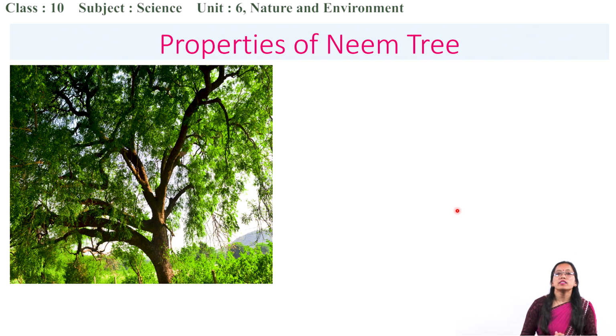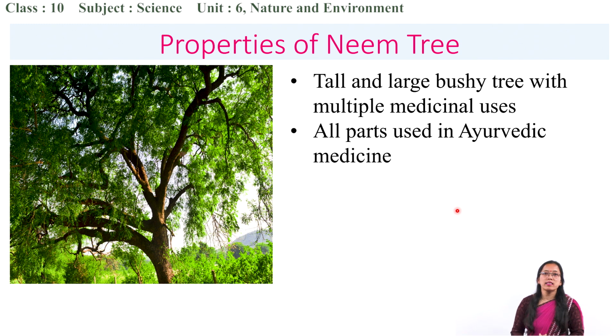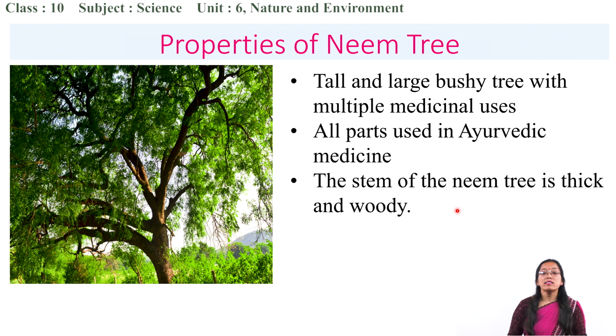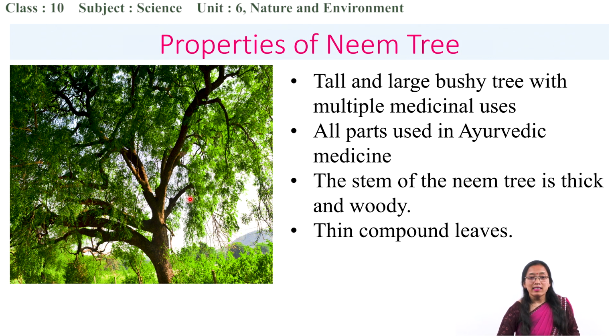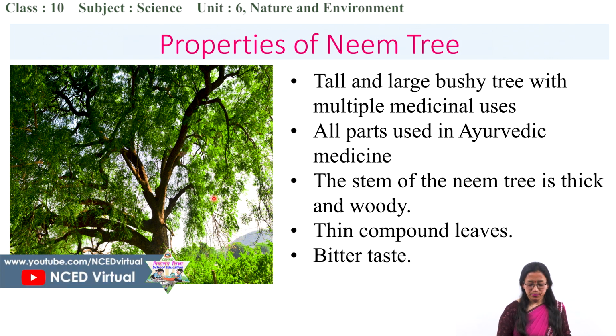Now, the properties of the neem tree or the neem plant. It is a tall and large bushy tree with multiple medicinal uses. And all parts are used in Ayurvedic medicine: its leaf, stem, bark, flower, seeds, fruits, everything. The stem of the neem tree is very thick and woody. If you see the stem of this neem tree, it is thick and covered with a thick bark, and it is woody also. The leaves are very thin and compound leaves are present in it. If we taste it, it is bitter in taste.